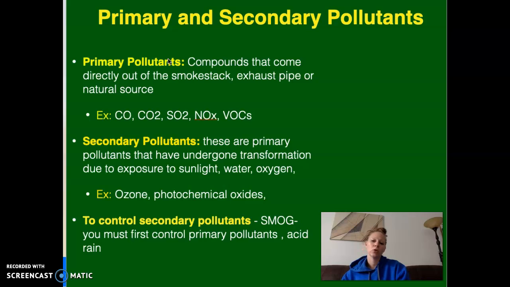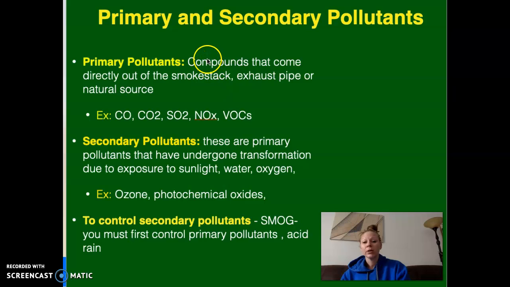And then when we were talking about those photochemical oxides, ozone, those things that occurred after they interacted with water, with each other, with sunlight, these are our secondary pollutants. And so smog is a big pool of secondary pollutants. In fact, some of the pollutants in there are not very well understood because there's so many variables interacting and creating chemicals that we don't necessarily understand. But in order to control secondary pollutants, you must first control primary pollutants.